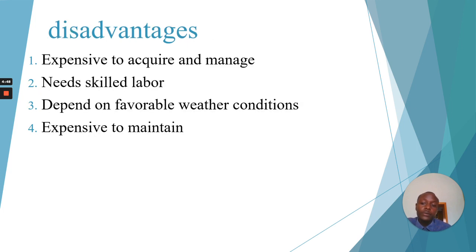On the disadvantages side, it is expensive to acquire and manage. Most of these equipments go for good equipments, like for example, the RTK. A good RTK goes for over 1 million Kenya shillings.